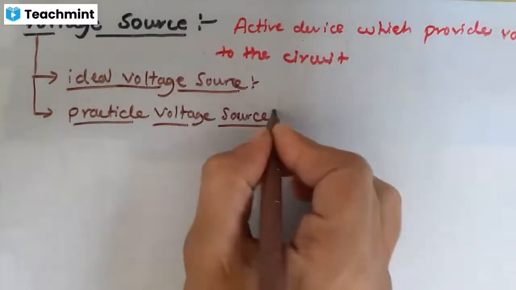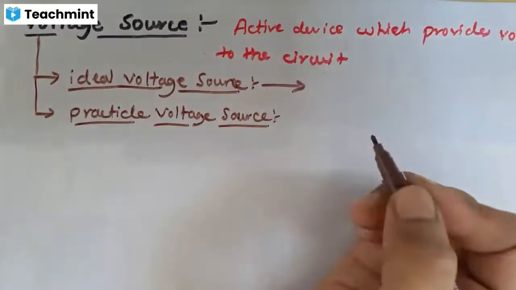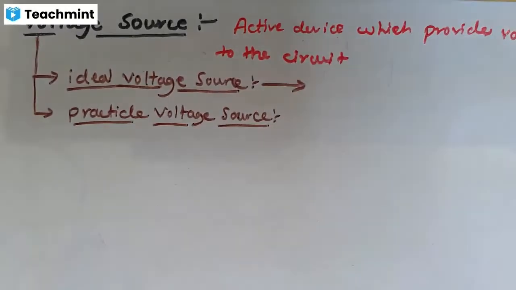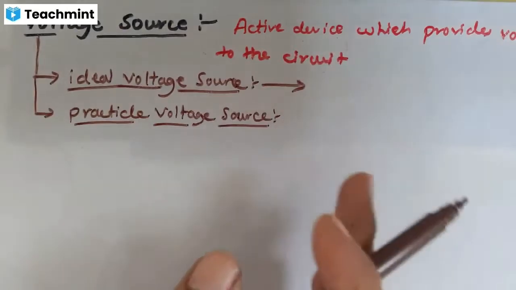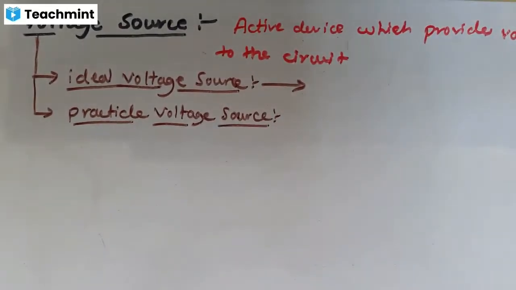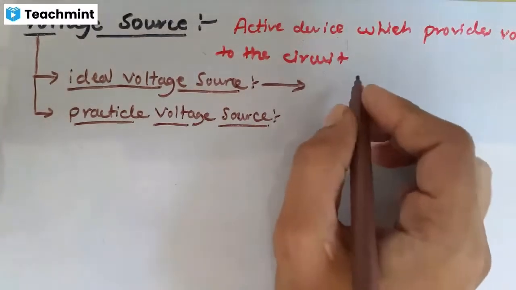Okay. Now let us see what is this ideal voltage source. It is also an active device. Whatever voltage sources are there, they are all active devices. It is also an active device which can maintain absolute constant voltage across its terminal, irrespective of change in the load current. So I will just write its statement here.